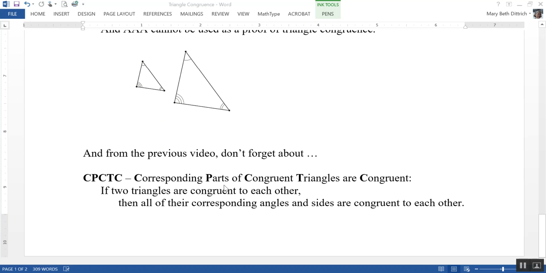And I wanted to take a minute to remind you from the previous video, don't forget about CPCTC. That is the theorem that says that corresponding parts of congruent triangles are congruent. That is, if two triangles are shown to be congruent to each other, or given that they are congruent to each other, then all of their corresponding angles and all of their corresponding sides are congruent to each other.